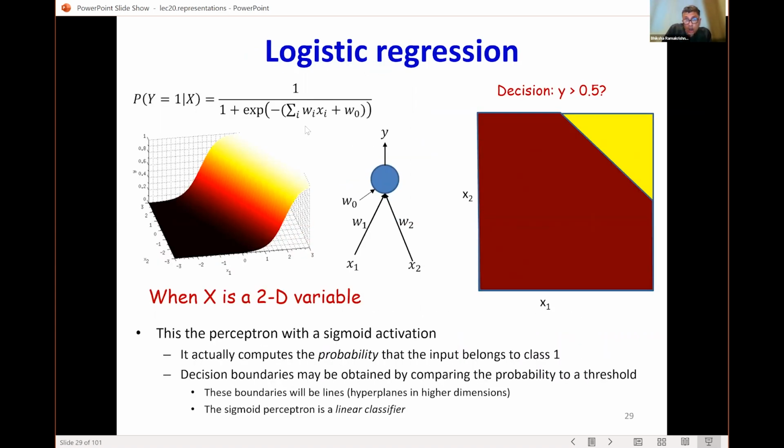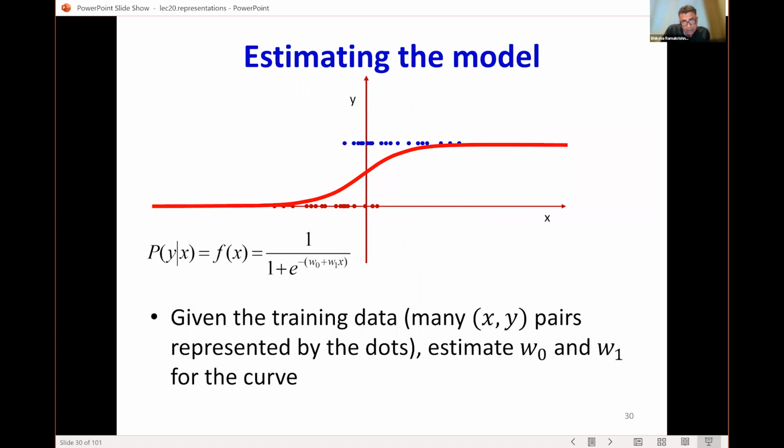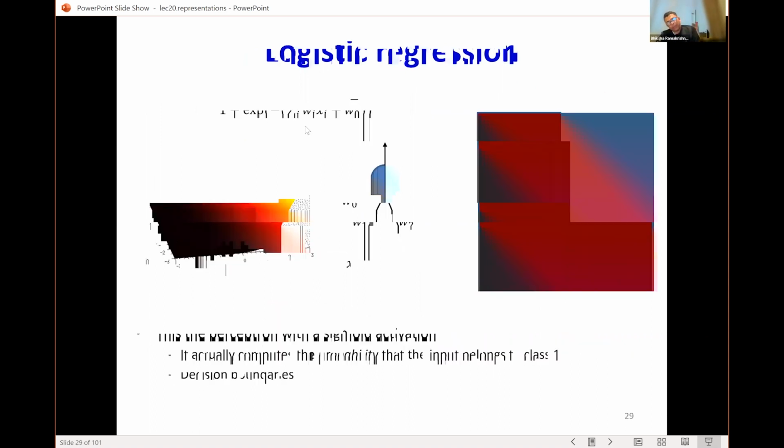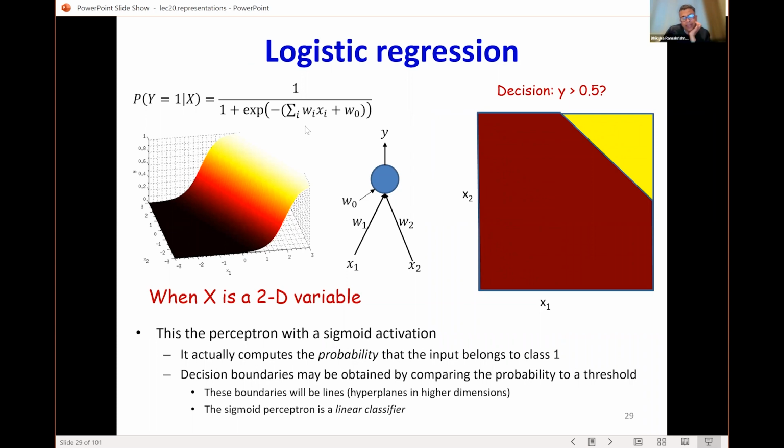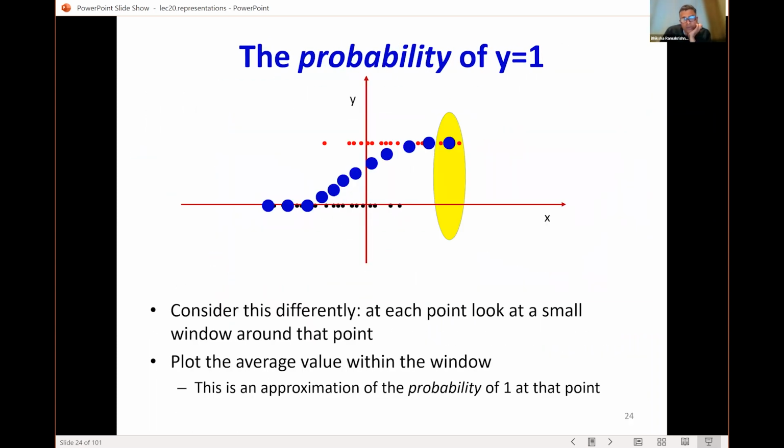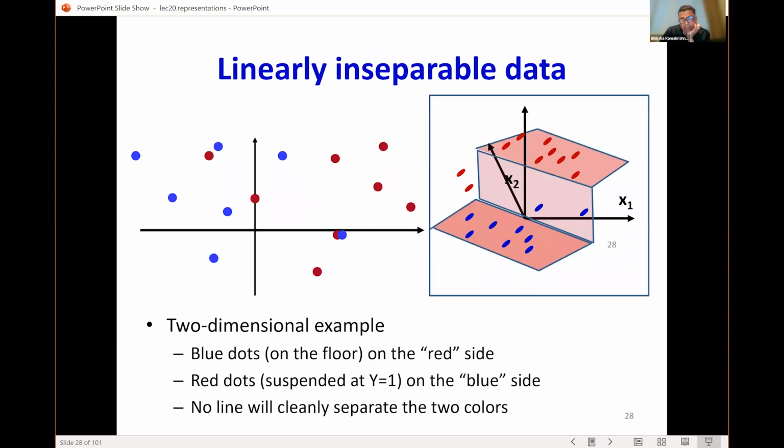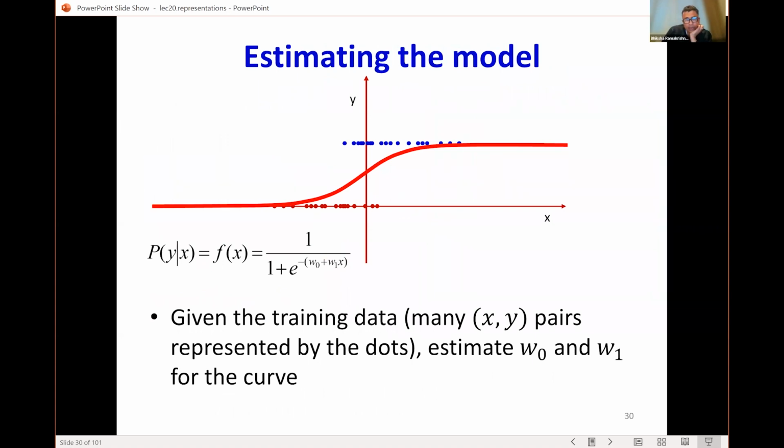Now, how would we estimate a function of this kind? When I began drawing this function earlier, it would have been natural for you to ask, what is the width of that yellow oval? We're not actually going to assign a specific width to the oval. Instead, we are going to let the data decide. So the way you would do it is you'd be given the training data, many XY pairs, which are represented here by the dots. And from these, we want to estimate W0 and W1.